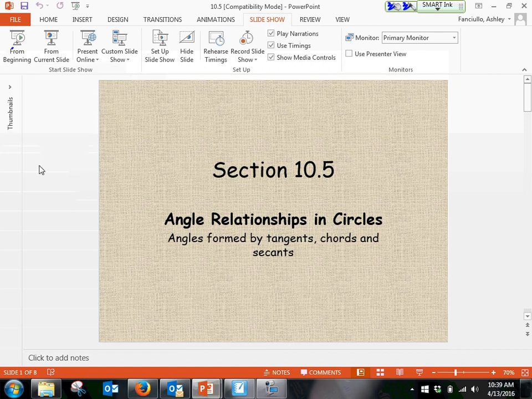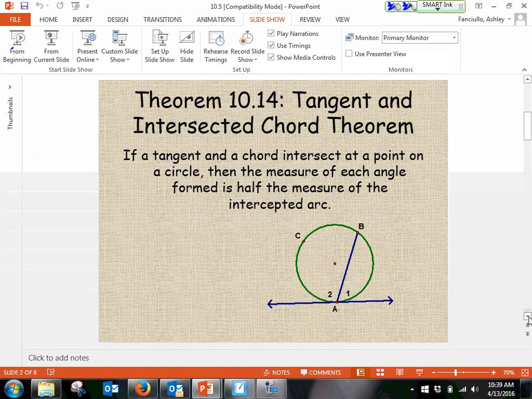Today we're going to look at section 10.5. We're looking at angle relationships that are formed by tangents, secants, and chords inside the circle. Make sure you jot down these theorems, and those of you who do not like to draw, these are very important, so please make sure you draw the pictures as well as writing down the theorems.